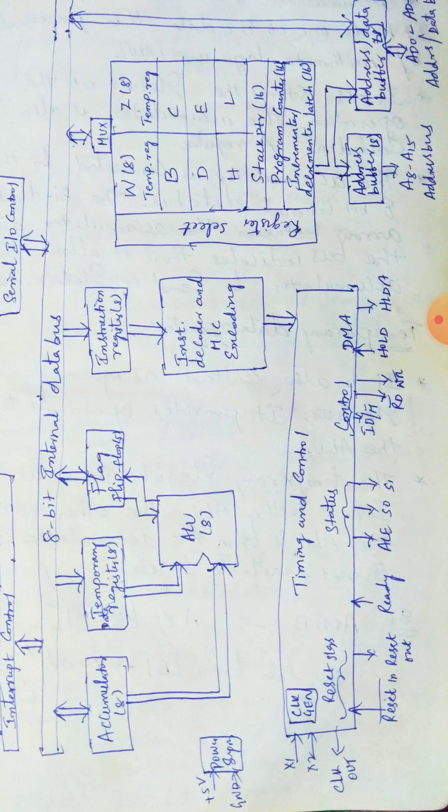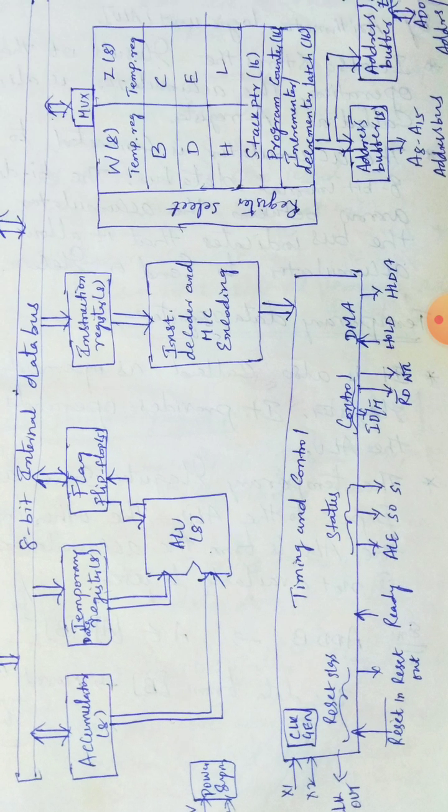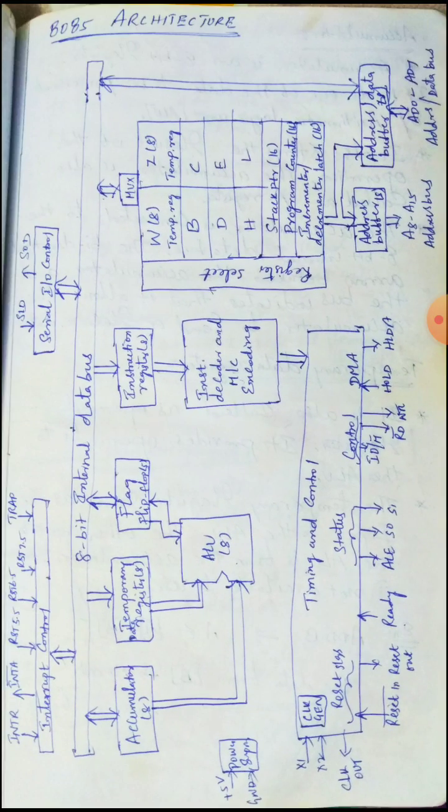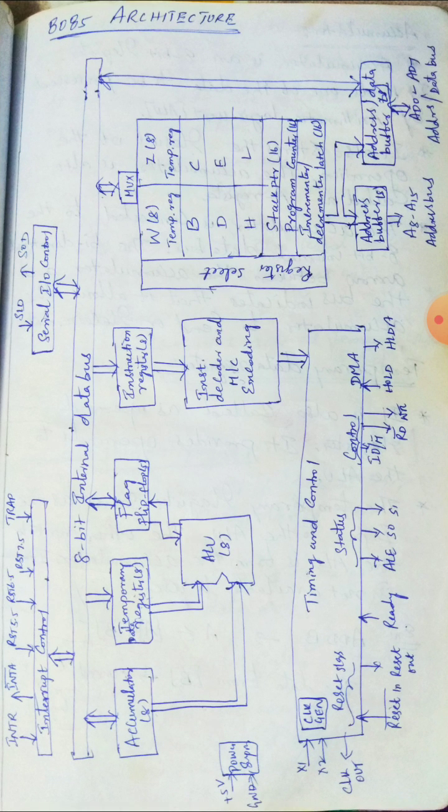This timing and control unit is very important, because after getting the instruction from the instruction register, it is going to decode. Here we have different types of machine cycles: memory read, memory write, IO read, IO write, opcode fetch. So many different machine cycles are there. After decoding, it gives the indication to the timing and control unit to perform the specified operation, whether memory read, memory write, IO read, IO write, opcode fetch or any other operation. This timing and control unit is internally connected to all the blocks.